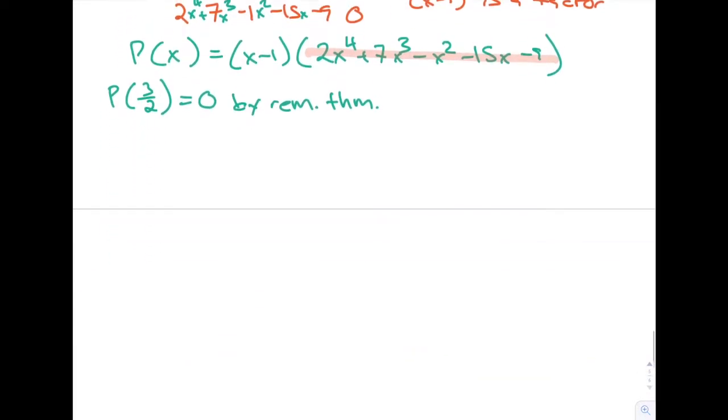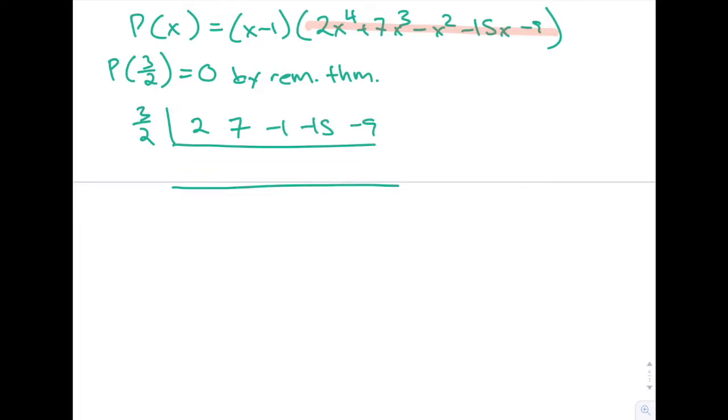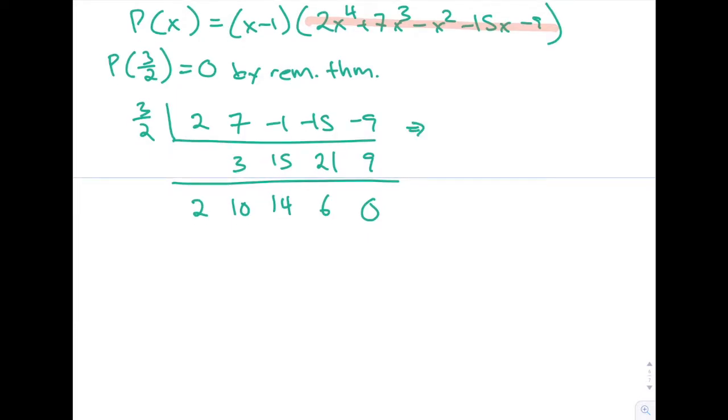Okay, so now we should do the division. So we have 3 halves, and then 2, 7, negative 1, negative 15, and negative 9. So now we're using our new polynomial after we've factored out x minus 1. Okay, so we drop down the 2. 2 times 3 halves is 3. We got 10, 15, 14, 21, 6, 9, and 0. So this implies that x equals 3 halves is a 0, and x minus 3 halves is a factor.